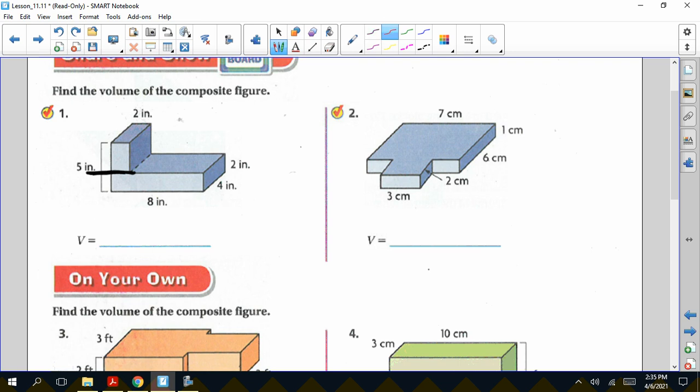If we look across the bottom, we have a length, we have a width, and we have the height. So we're going to take 8 times 4 times 2. 8 times 4 is 32, times 2 is 64. So the bottom figure has a volume of 64, and we're going to write that in.